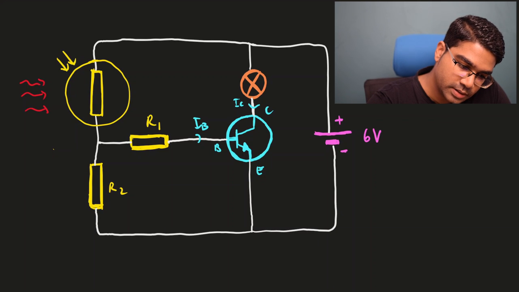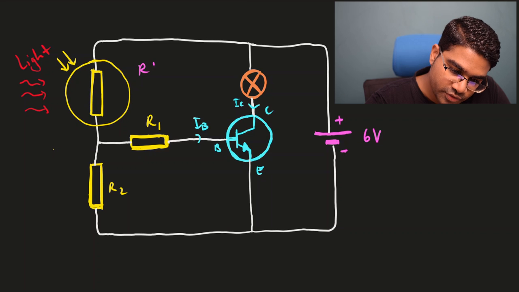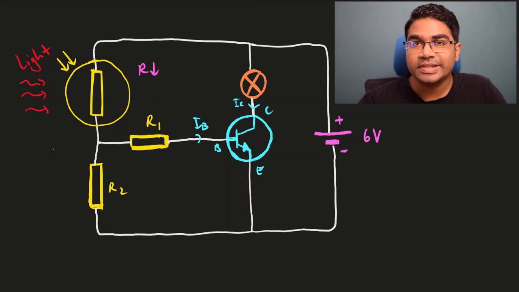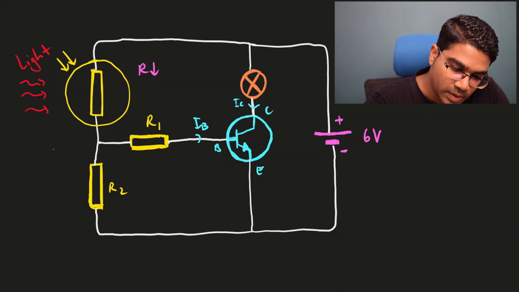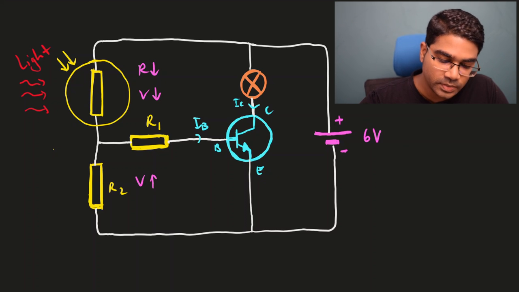When it is bright, when the light hits the LDR, what is going to happen is resistance is going to drop. There's going to be more free moving electrons, and therefore increased current and decreased resistance. So what will happen? The potential difference across it will drop as well. Relatively, the potential difference across R2 will increase.